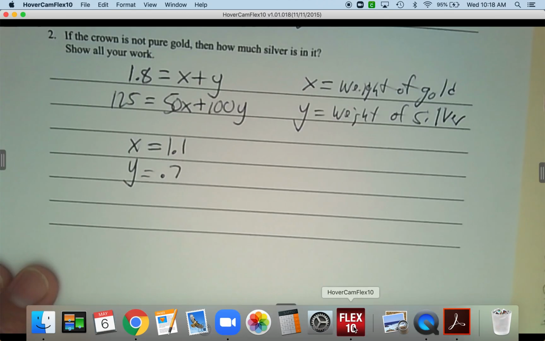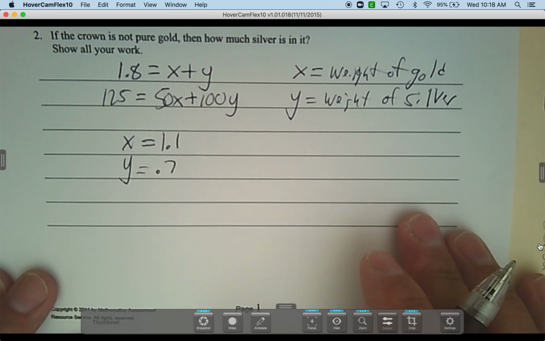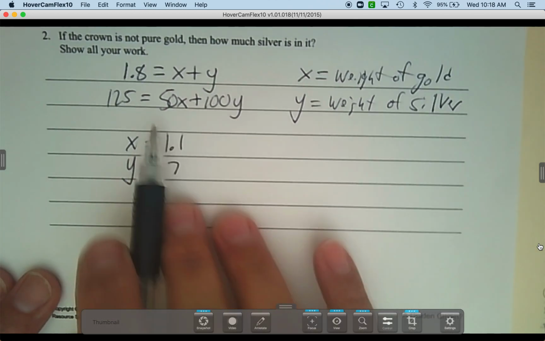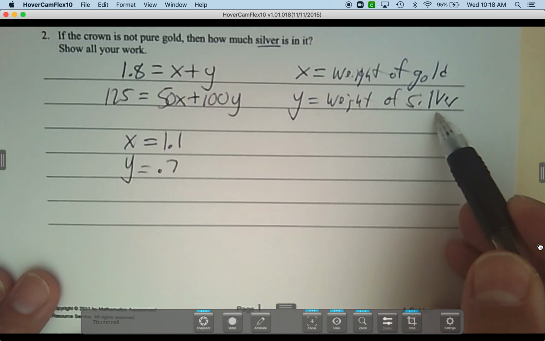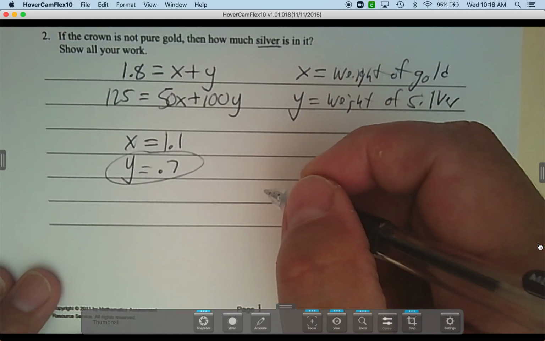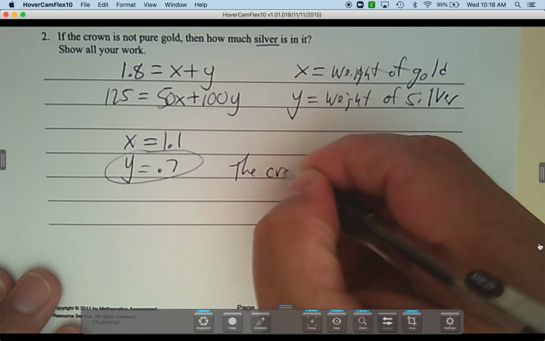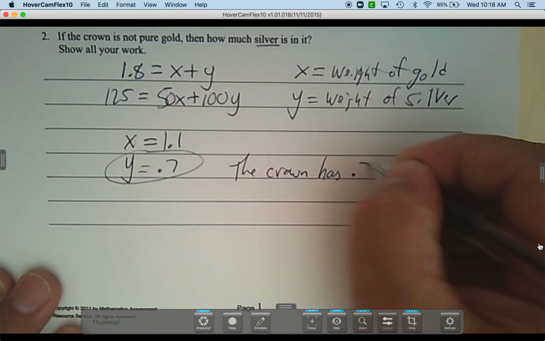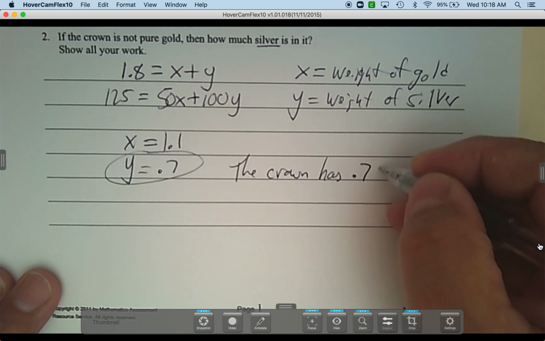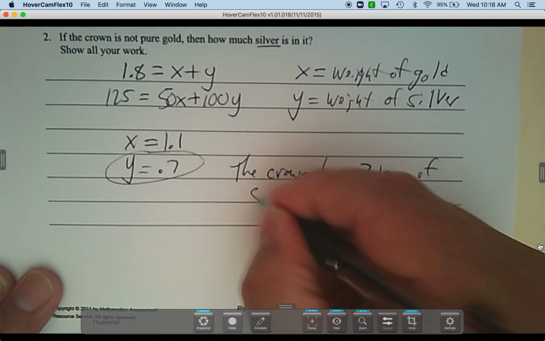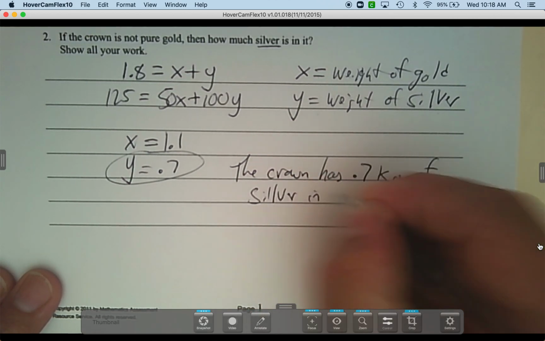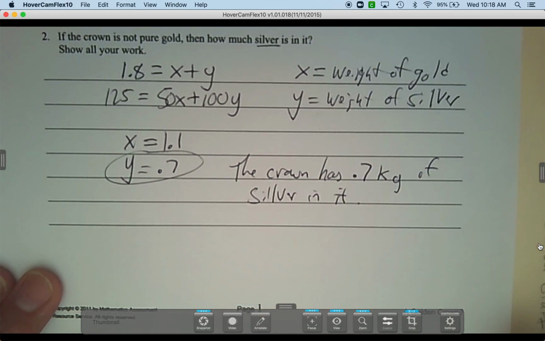So let's go back to this. So x is 1.1, y is 0.7. The question is, if the crown is not pure gold, then how much silver is in it? Well, is x or y the silver? Y is the silver. So the crown has 0.7 kilograms of silver in it. Done. And that's it. That was your task for today for that.